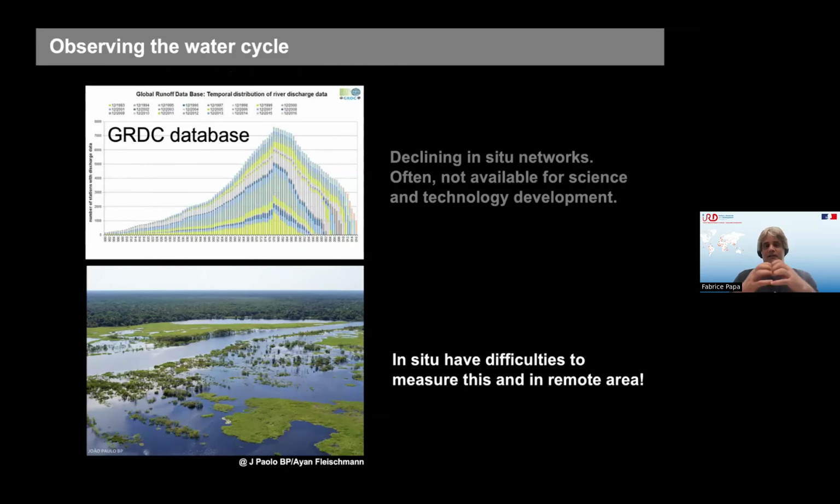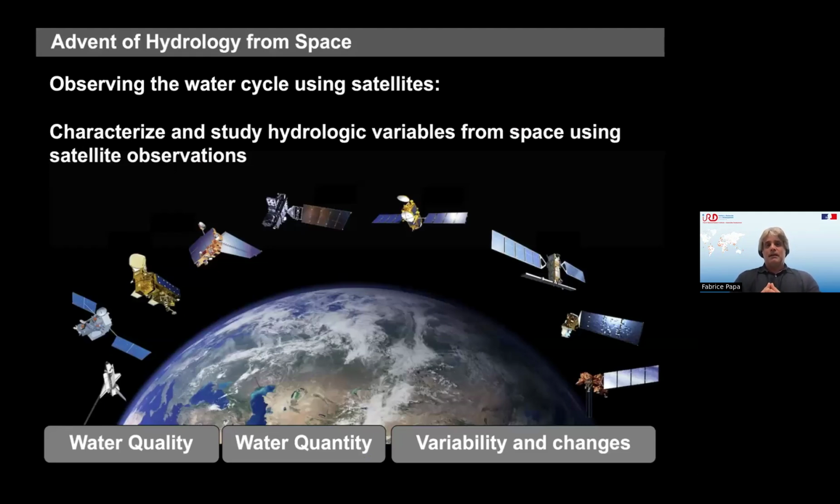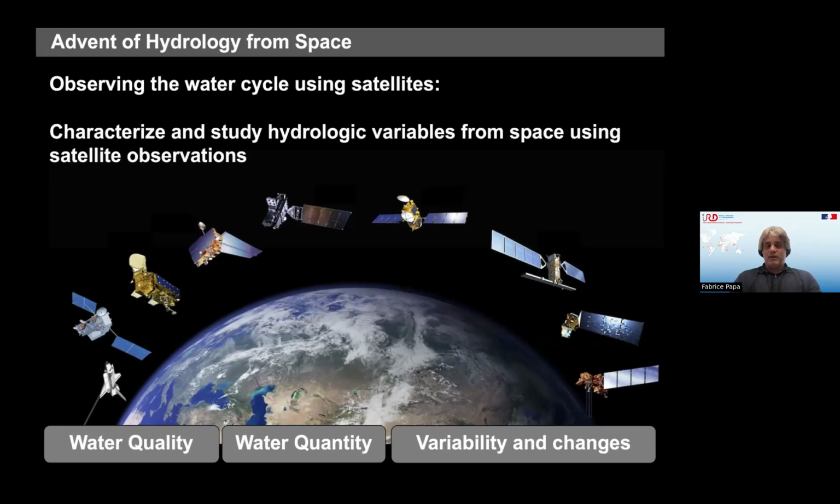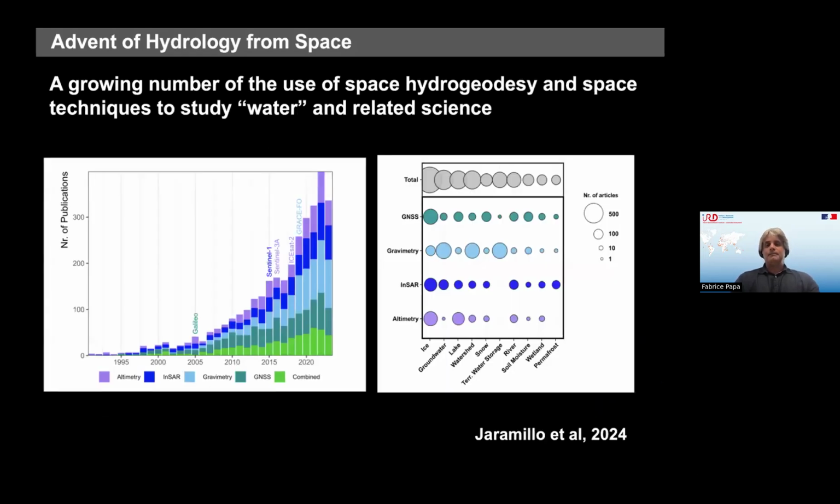And plus, despite the fact that there is a decline in the in situ observing system, they have difficulties to measure certain phenomena, such as large floods, especially in remote areas, such as you have in the tropics or in the northern latitudes. So for that, we are using satellites to complement this in situ observation. Now we are capable to characterize and study some hydrological variables from space using various satellites. For the past decades we have been able to understand and quantify water quality, water quantity, and how these variables are changing over time and space at different scales. And there is a growing use of space hydrogeodesy, which is the main interest here for this group, and the use of this data to study water and related science.